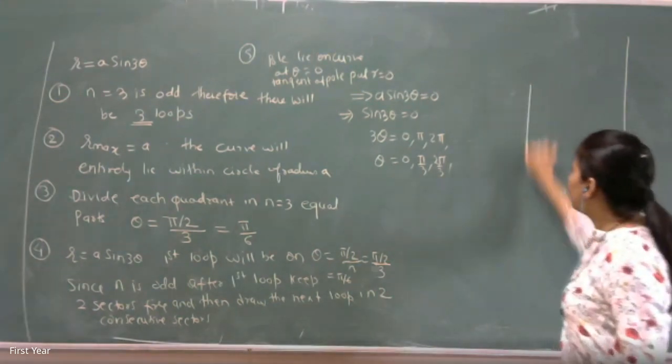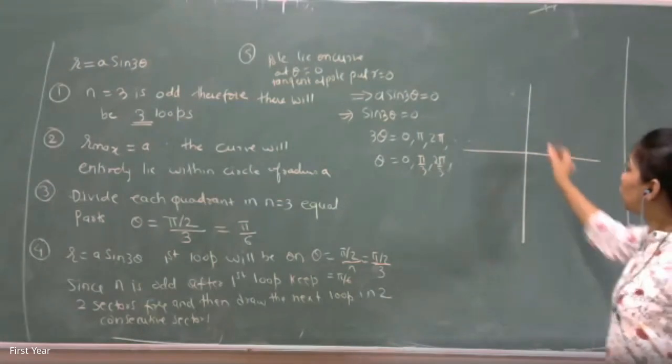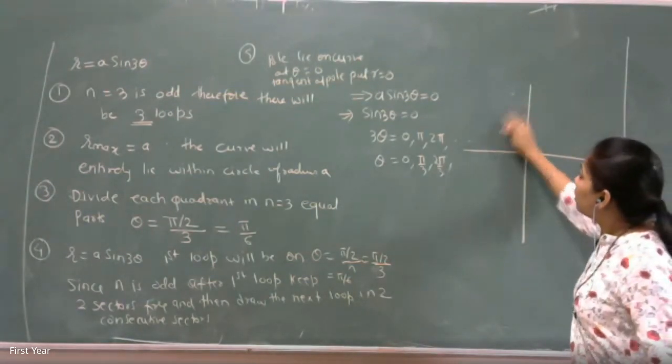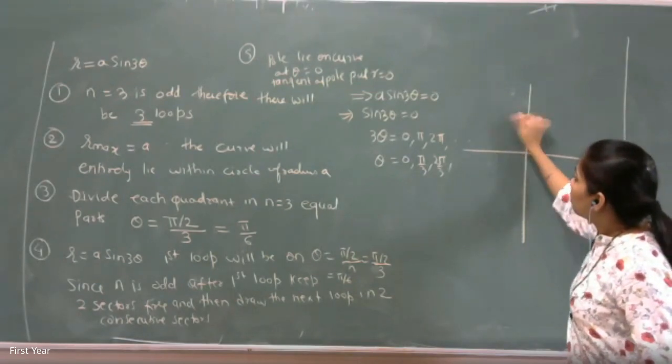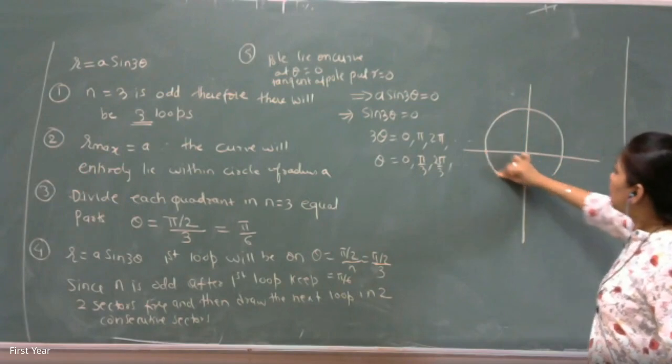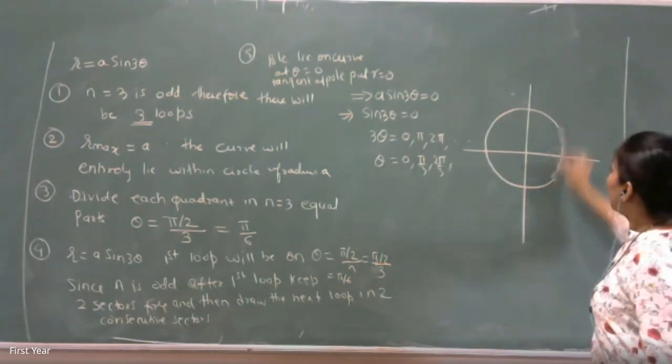Now let us draw whatever we have written in points. So first, the entire curve will lie inside a circle of radius a.